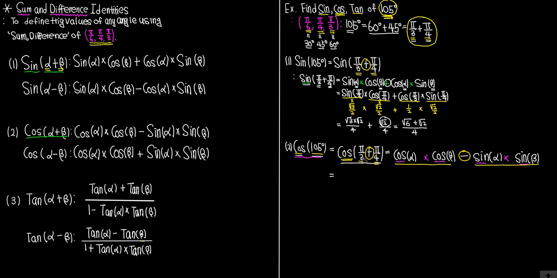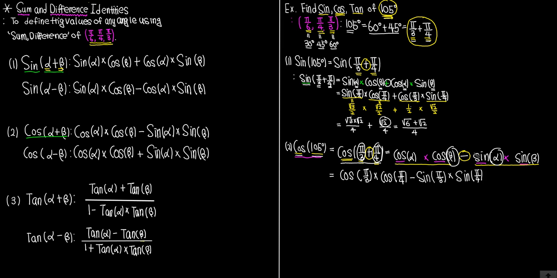What was the alpha? We set the alpha as pi over 3 radian. So this will be the cosine of pi over 3 radian times the cosine of the beta, where beta was written as pi over 4 radian, cosine of pi over 4 radian. And then minus the sine of the alpha, where alpha is pi over 3 radian, times the sine of the beta, and the beta was pi over 4 radian.